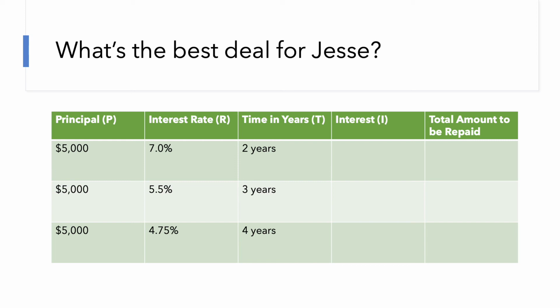Now we're going to look at, say, a loan where Jesse wants to buy a car, and we're going to compare interest rates, because notice here that the interest rate is higher if Jesse only borrows for 2 years, but it is lower if he borrows for 4 years. The question is, does that mean that Jesse should borrow for 4 years at a lower interest rate? Well, we have to calculate this in order to know.